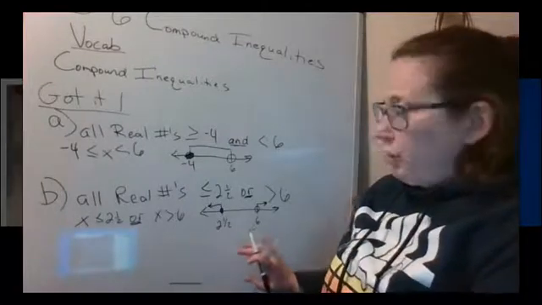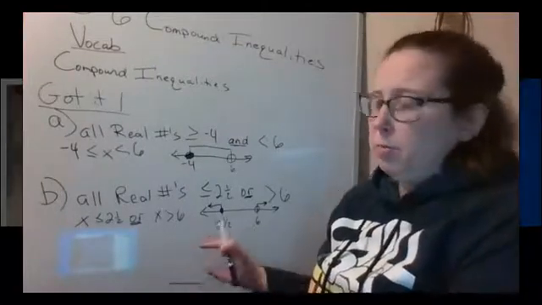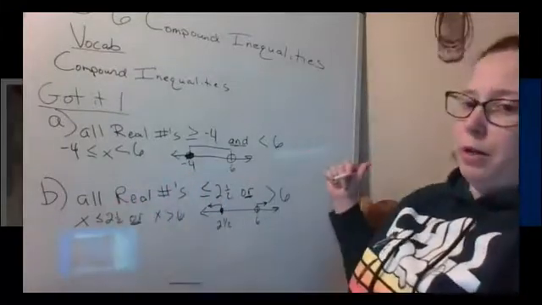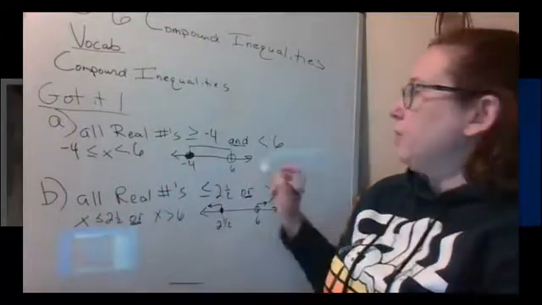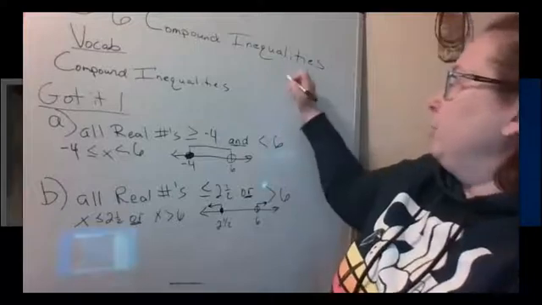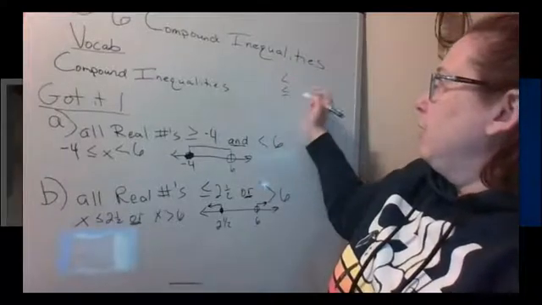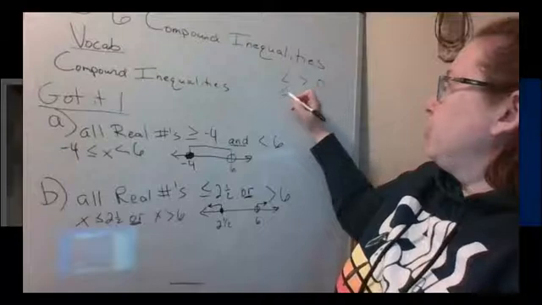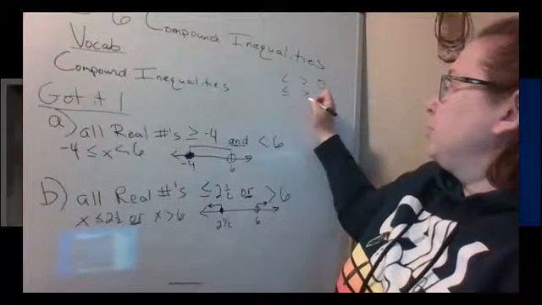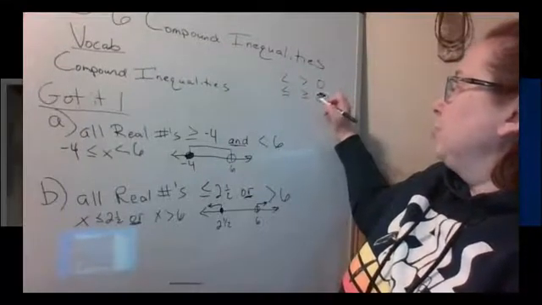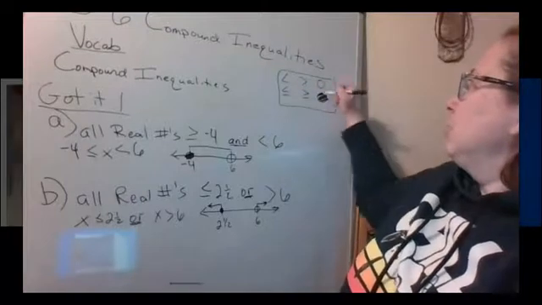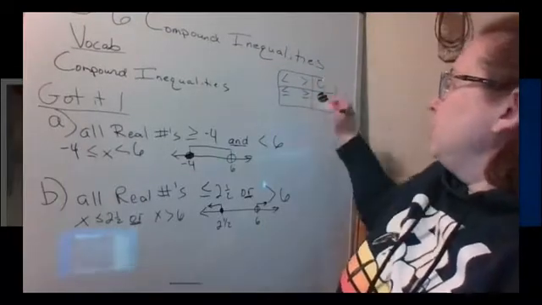When you're doing these graphs, please, please, please remember that your smaller numbers are always to your left. Your bigger numbers are always to your right. Remember that if you have less than or greater than, you're going to have an open circle. Less than or equal to, greater than or equal to, you're going to have that closed circle. So remember those.